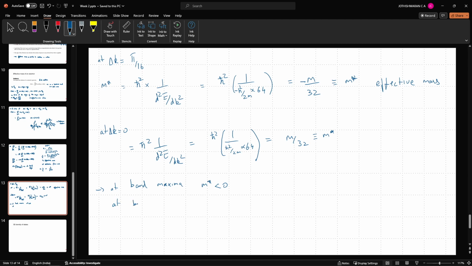At band minima, m star will be positive. Now, what does this mean? So let me consider the effective Brillouin zone representation of the Kronig-Penney model.